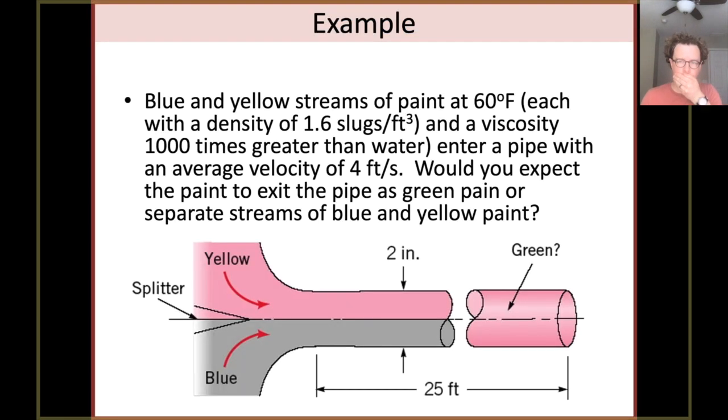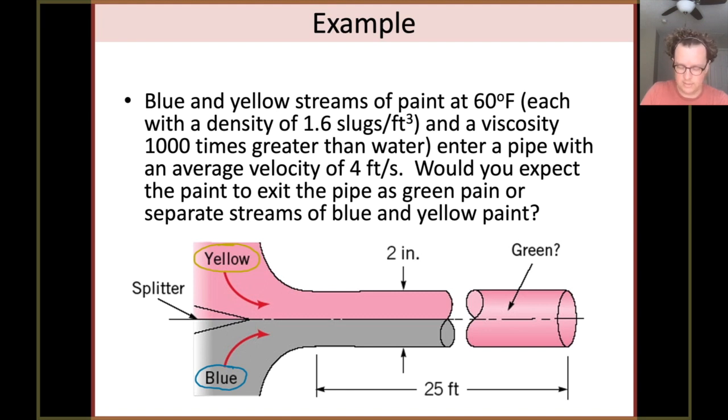Okay, so one quick example here. Let's picture that we've got some industrial device where we have yellow paint coming in from the top and blue paint coming in from the bottom. And those two are coming together into a 2-inch diameter pipe, and that pipe is 25 feet long. And so the question is, when this comes out the other end of the pipe, is it going to still be separated with blue flow on the bottom and yellow flow on the top, or will the two have mixed together and formed green?